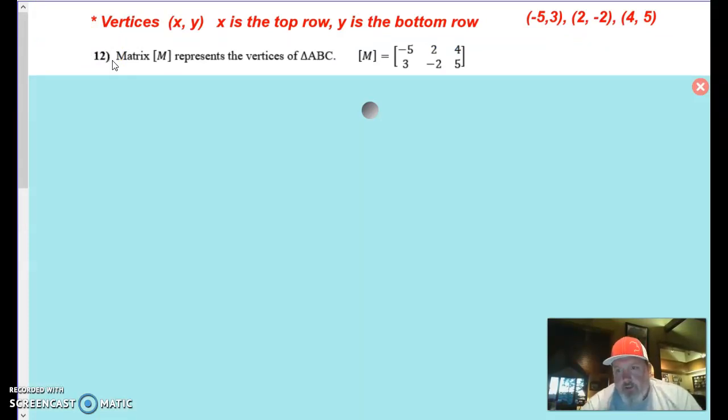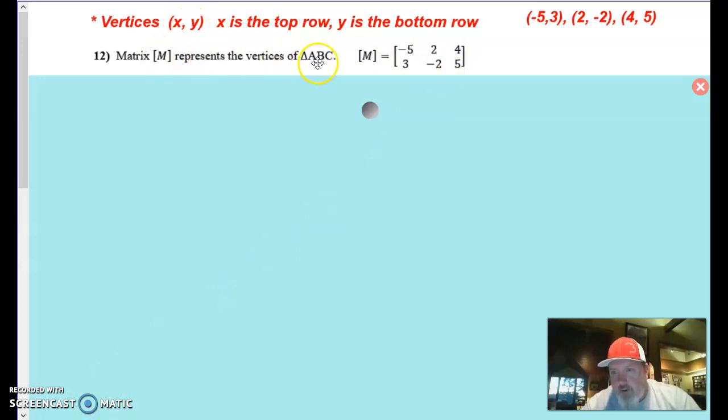This is a little different than what we've done before. As you can see, it says matrix M represents the vertex of a triangle. So here's what's going on with that, just so we're aware. This matrix represents X and Y coordinates.